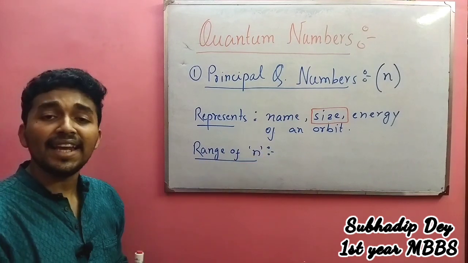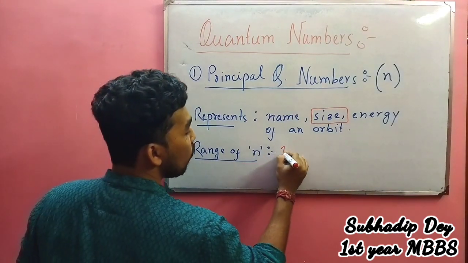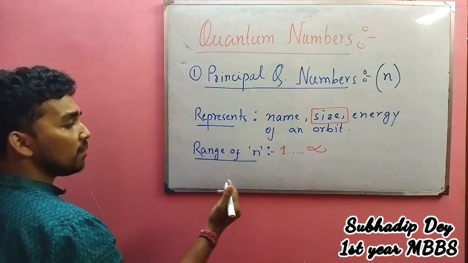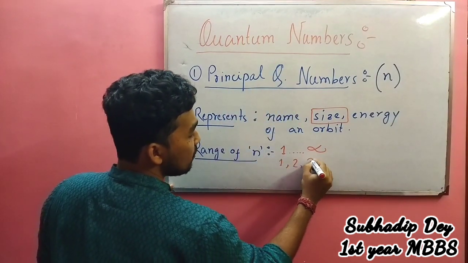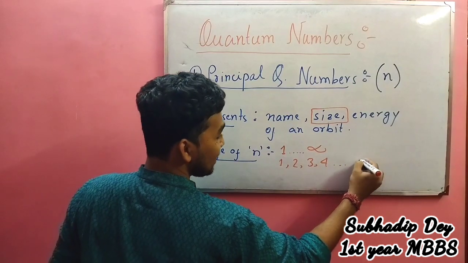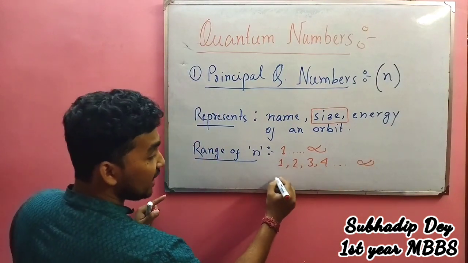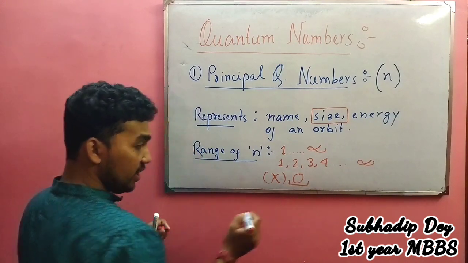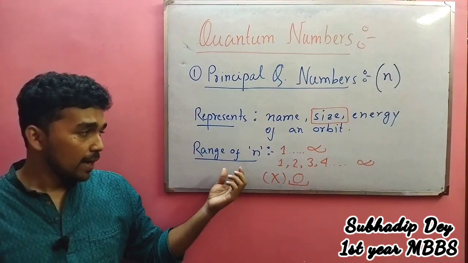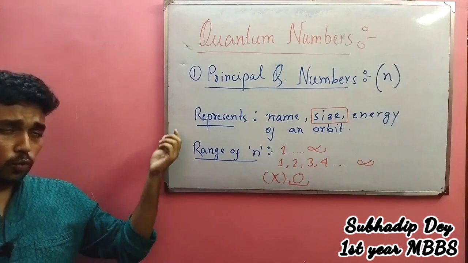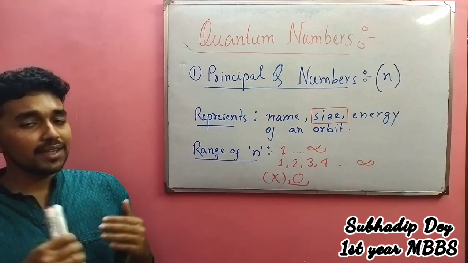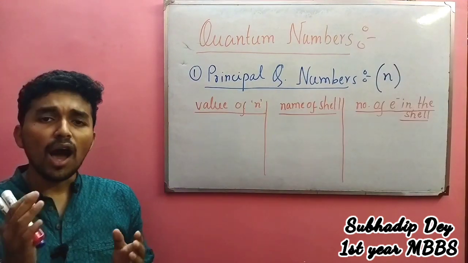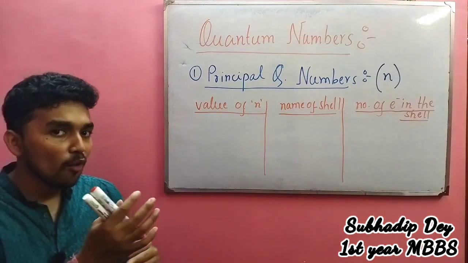The value of n can run from 1 to infinity. So principal quantum number may be 1, maybe 2, maybe 3, maybe 4 towards infinity, but it can never be 0. Principal quantum number 0 नहीं हो सकता. Okay, so please keep these 2 points in your mind. Now we will discuss some other things about the principal quantum number. Now we will see the name of an orbit.